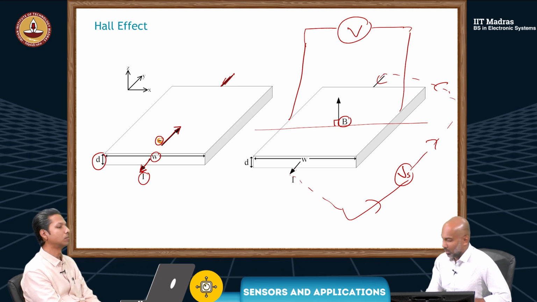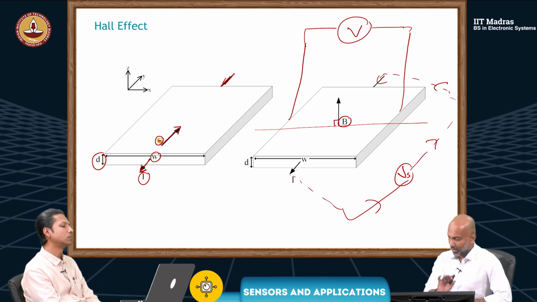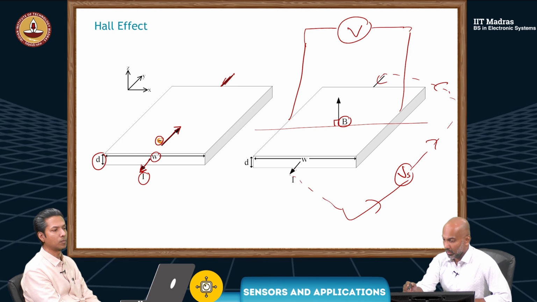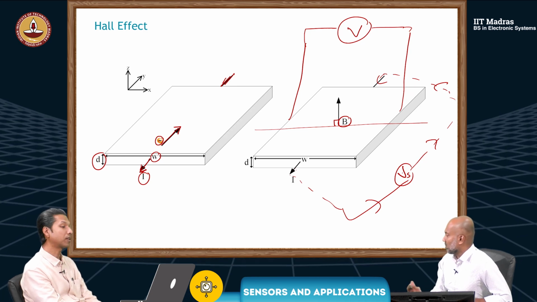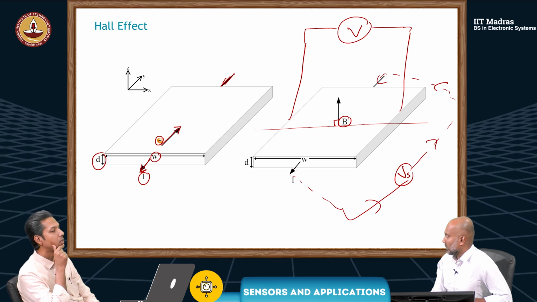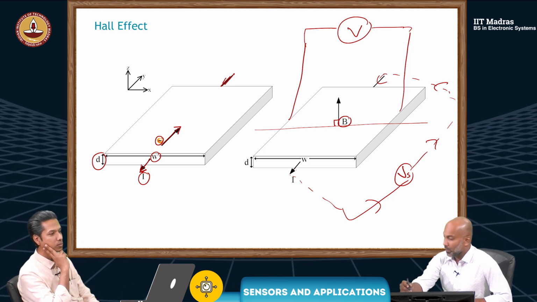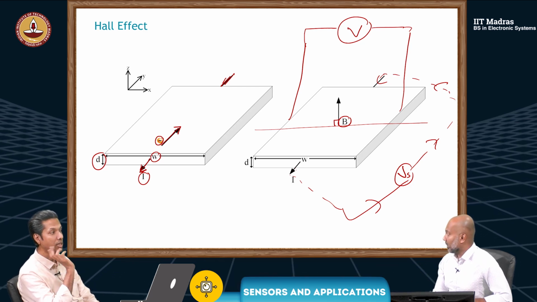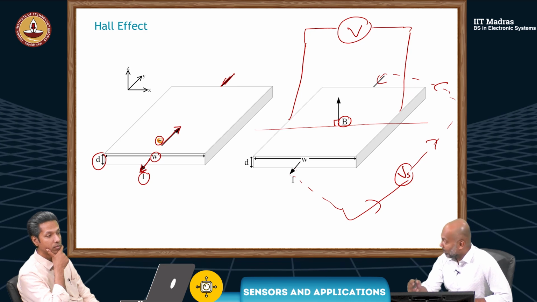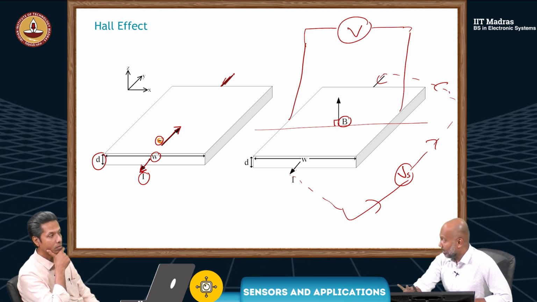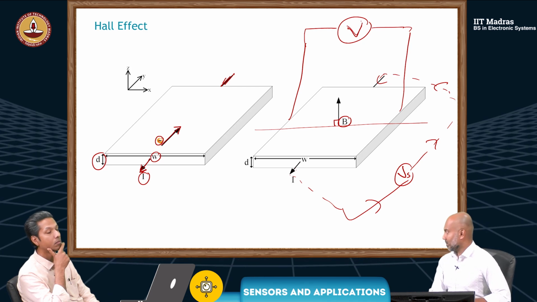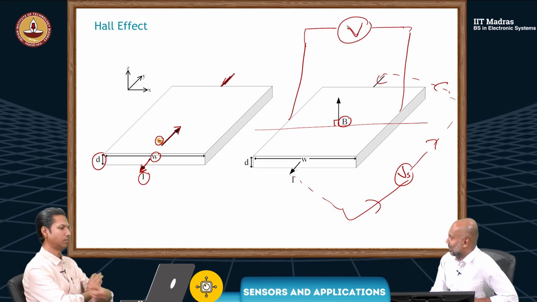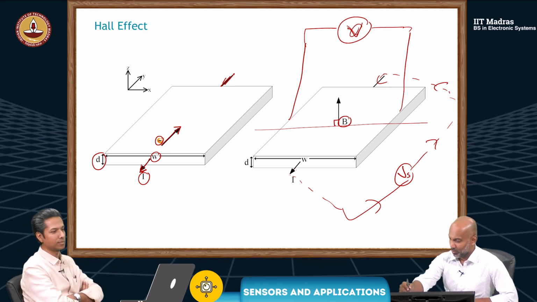Now if there's no magnetic field, this voltage V should be 0. Yes, this V should be 0 if there's no magnetic field. But when you apply a magnetic field perpendicular to this plane, you could measure some voltage here. How come? That's quite strange, isn't it? And when you remove the magnetic field, it goes back to 0.